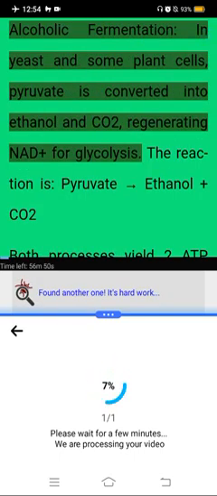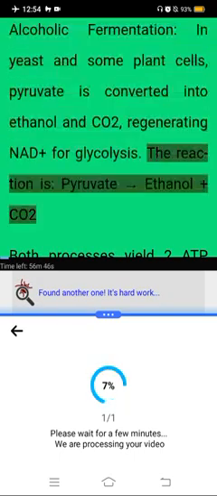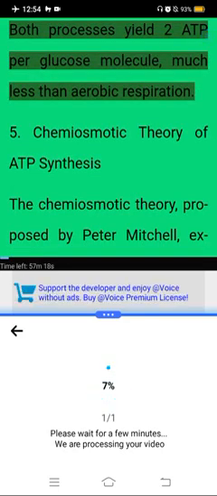Alcoholic fermentation: in yeast and some plant cells, pyruvate is converted into ethanol and CO2, regenerating NAD+ for glycolysis. The reaction is pyruvate right pointing arrow ethanol plus CO2. Both processes yield 2 ATP per glucose molecule, much less than aerobic respiration.